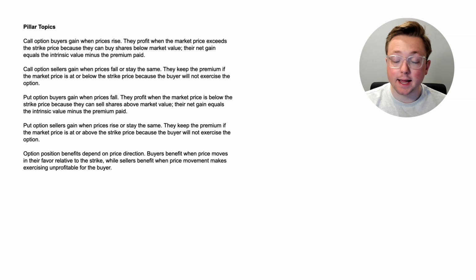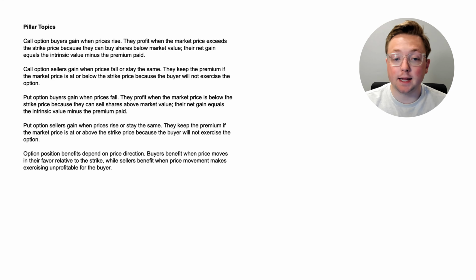Call option buyers gain when prices rise. They profit when the market price exceeds the strike price because they can buy shares below market value. Their net gain equals the intrinsic value minus the premium paid. Call option sellers gain when prices fall or stay the same. They keep the premium if the market price is at or below the strike price because the buyer will not exercise the option. Now let's talk about put option.